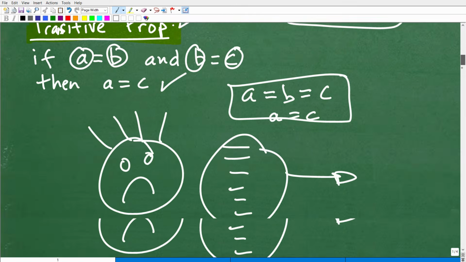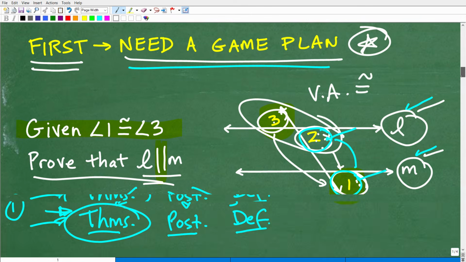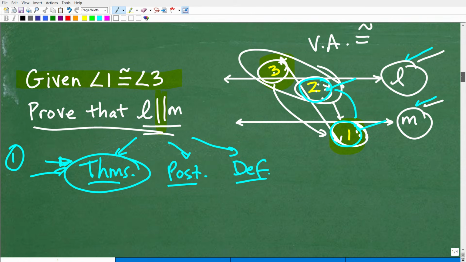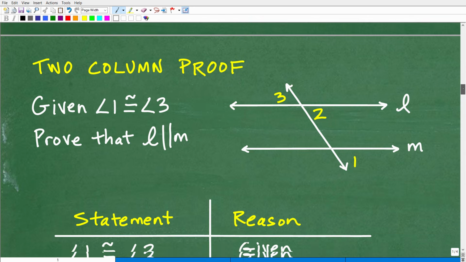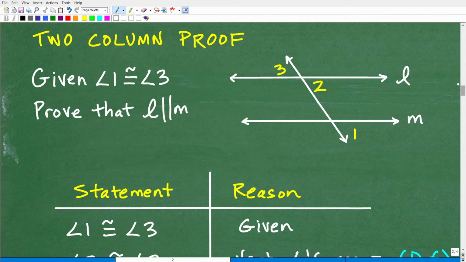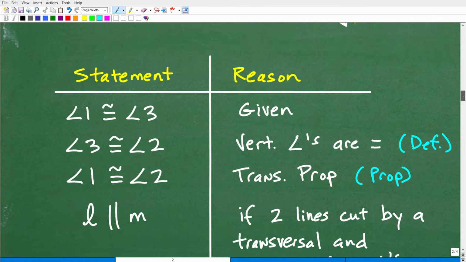All right, so let's go down here and actually do this now. If you want to, play around with this for a second, pause the video and construct the proof. But let's go ahead and see my work. Again, you could have done this maybe a different way, but this is going to be the most direct route to take. All right, so a two-column proof for this. Given angle 1 is congruent to angle 3, prove that line L is parallel to line M. Of course, that's the problem. Let's go ahead and get into it now.